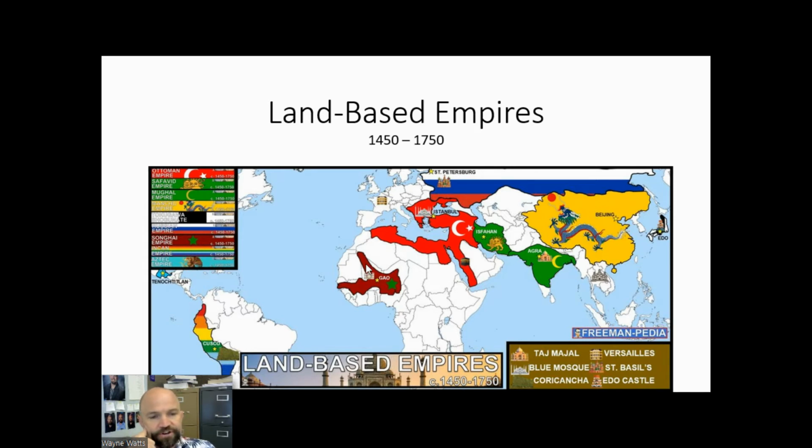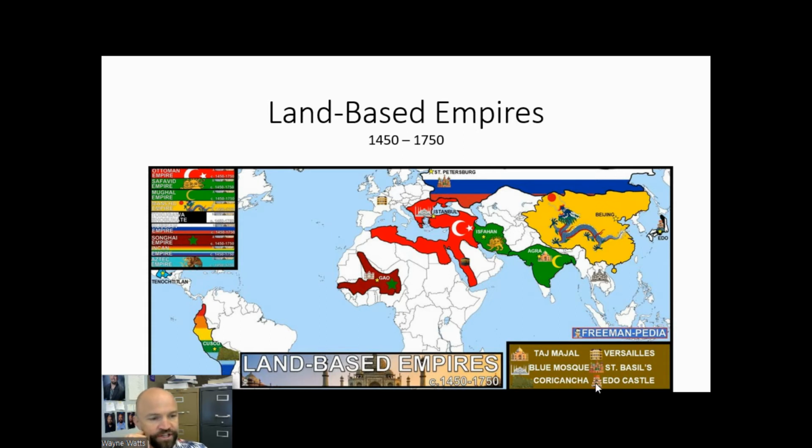In West Africa, the Empire of Mali will end up giving way to the new empire that's called Songhai. And in the Americas, there's a few land based empires also, the Incan Empire and the Aztec Empire. Both of those would end up getting defeated in this time period by the Spanish.